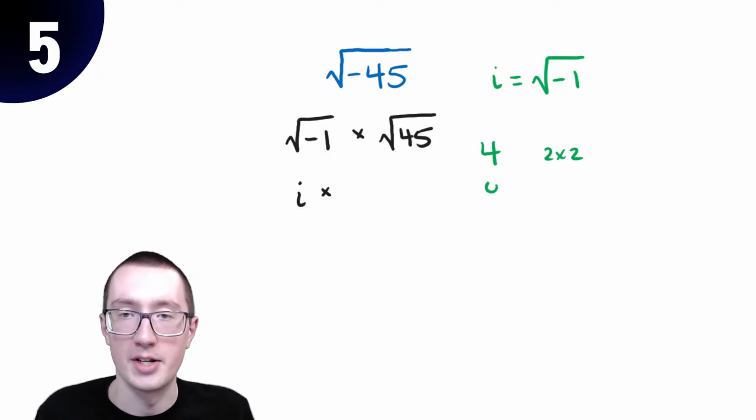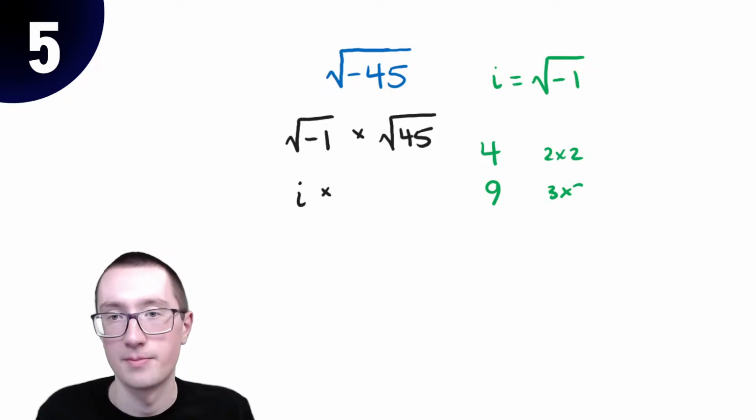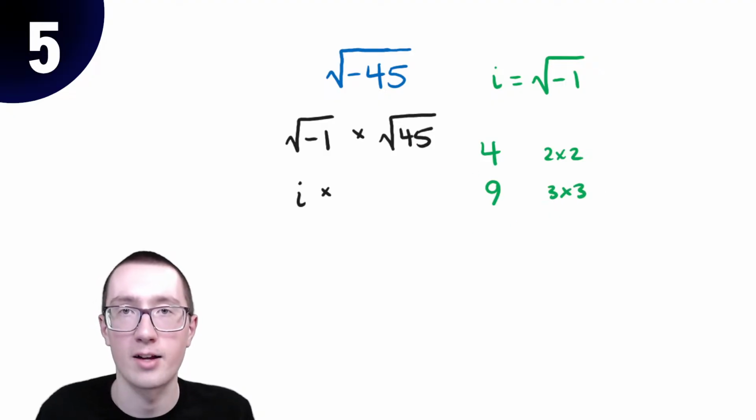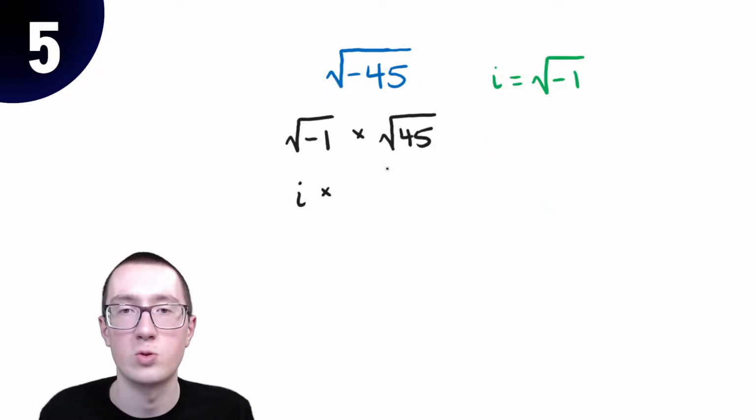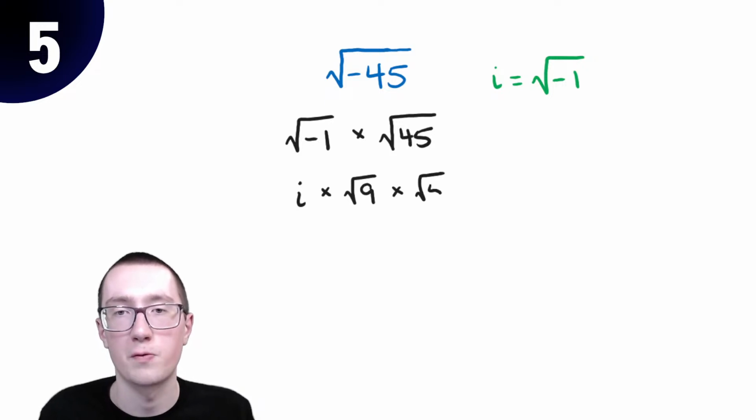And then what about 9? Because 9 is 3 times 3, and 9 actually works here. 45 divided by 9 is 5, perfectly 5. So what we can do is split this up into two more square roots: the square root of 9 times the square root of 5.